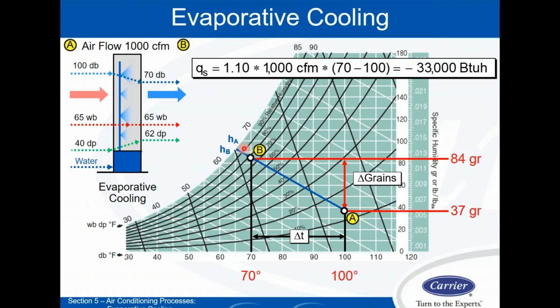If I want to look at the sensible energy in this particular example, I could just read it from the enthalpy on the chart, or I could do the math. Once again, in this case, energy is 1.1 times the CFM times the delta T. In this case, it was 1,000 CFM, so it's 33,000 BTUs of evaporative cooling. Mathematically, it's a negative 33,000, but verbally, no one would say it that way.